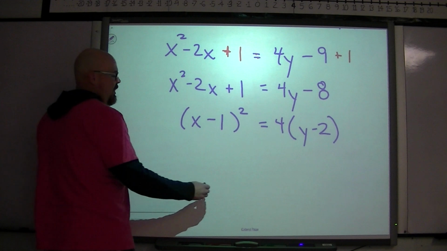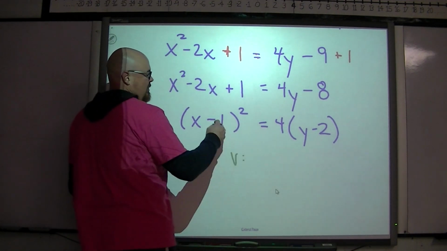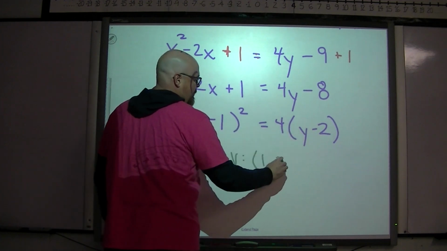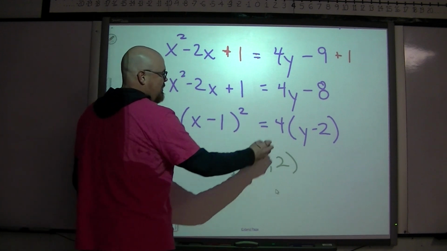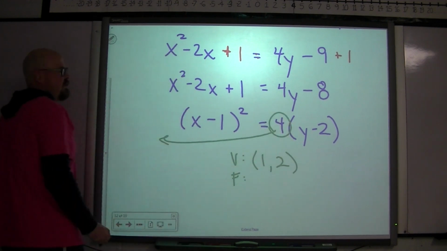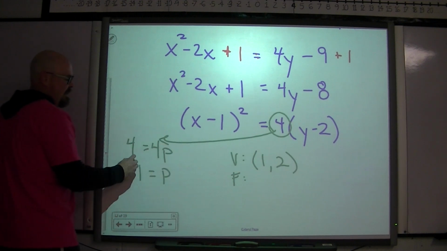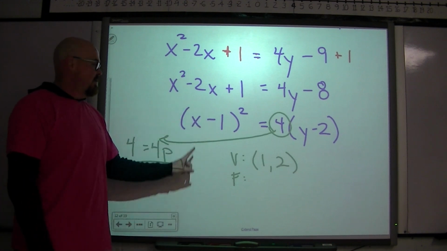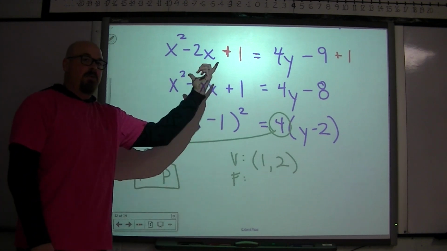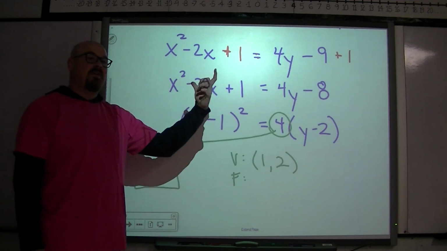Okay? So here's what we know. Once we're written in standard form, we have the vertex: whatever I'm subtracting from x, whatever I'm subtracting from y. The focus is p units away. So take this coefficient and say 4 is equal to 4p. Therefore, p has to equal 1 when we divide both sides by 4. So p has a value of 1. How does this parabola open? Because x is squared, we know it opens up or down. And because p is positive, we know it opens up.